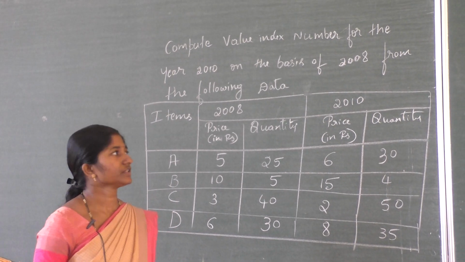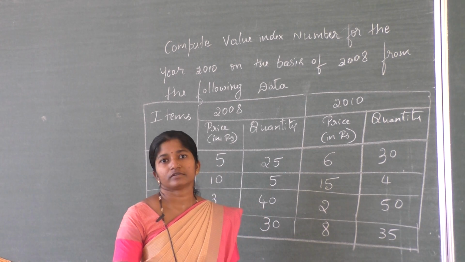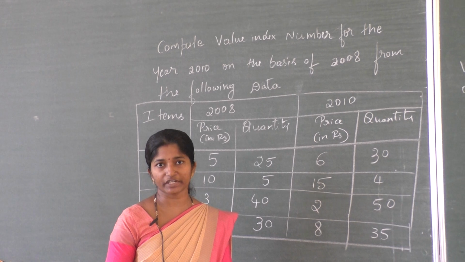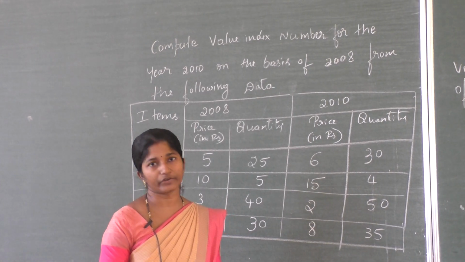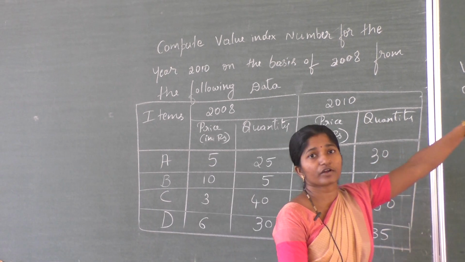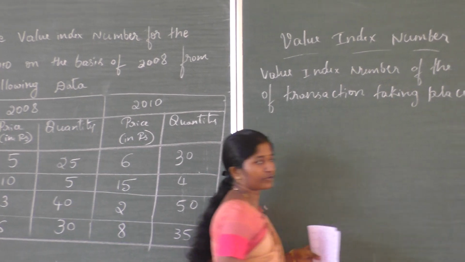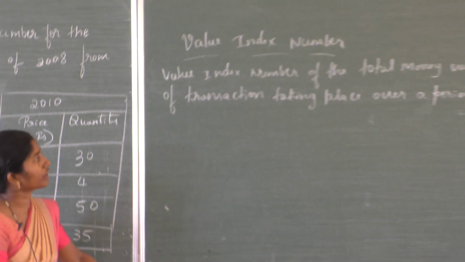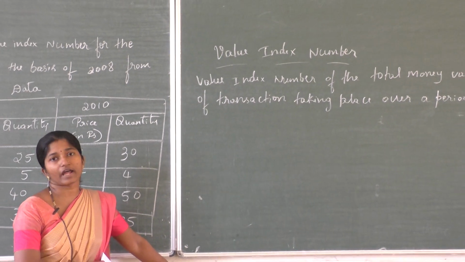Namaste everyone. In the last class we studied the quantity index number. Among the types of index numbers, price index number and quantity index number are completed. The third one is the value index number. What do you mean by value index number? Value index number is the total money value of transactions taking place over a period of time.